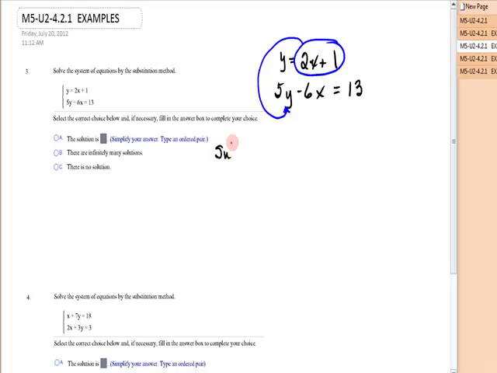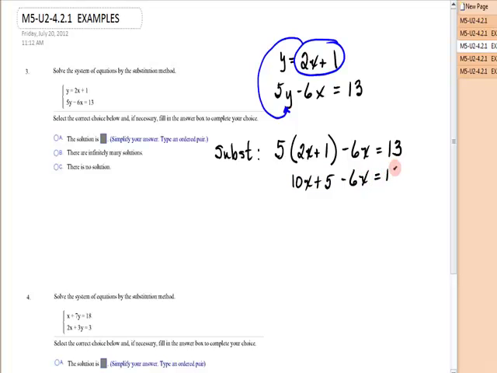So I will substitute. I have 5 parentheses. In the place of y, I put 2x plus 1, close, minus 6x is equal to 13. Distributive property, that gives me 10x plus 5 minus 6x is 13. Combining like terms, 4x plus 5 is equal to 13.